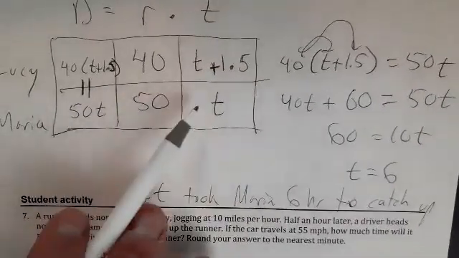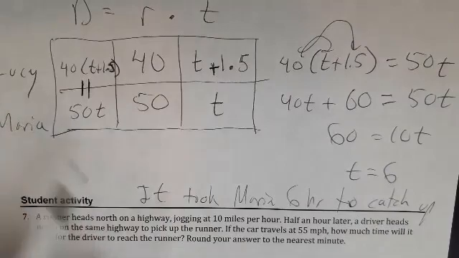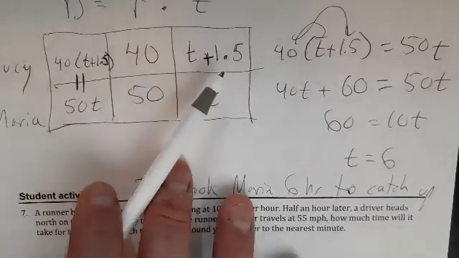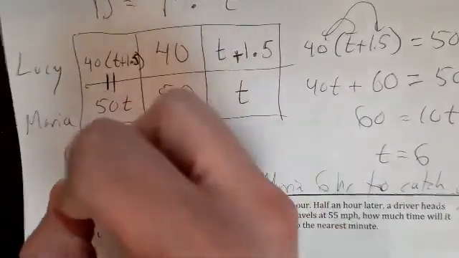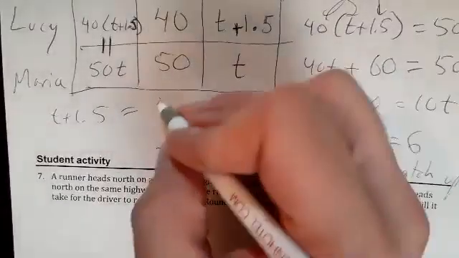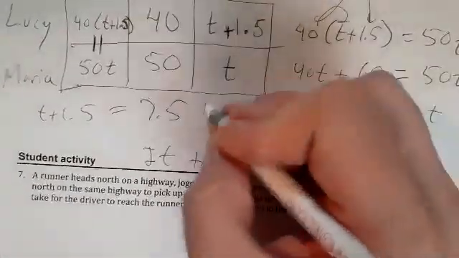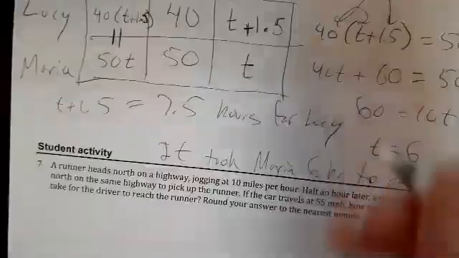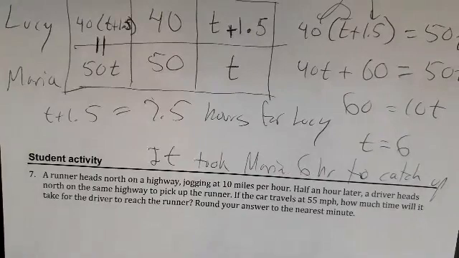That I know because t was Maria's time. But if I wanted to know Lucy's time, how long was Lucy on the road? I would have to figure out t plus 1.5, which is 6 plus 1.5, which is 7.5. So they asked you for Lucy, which is absolutely something they might do or could do.